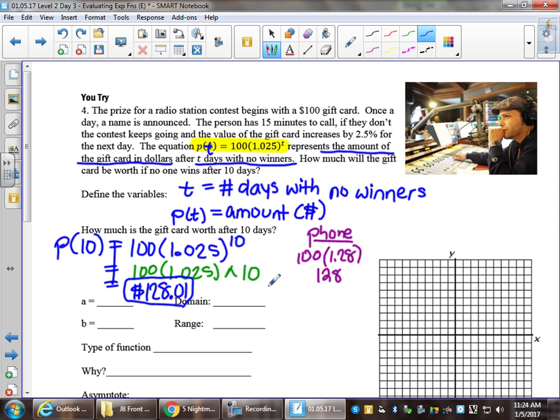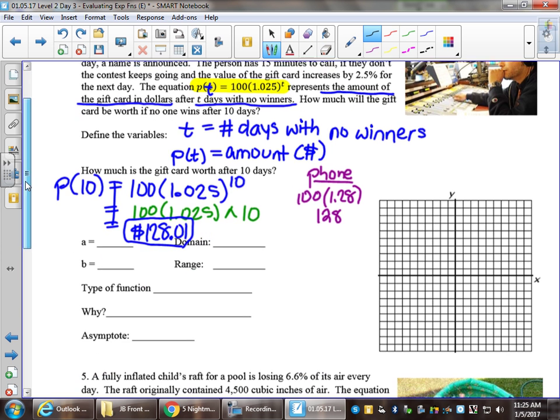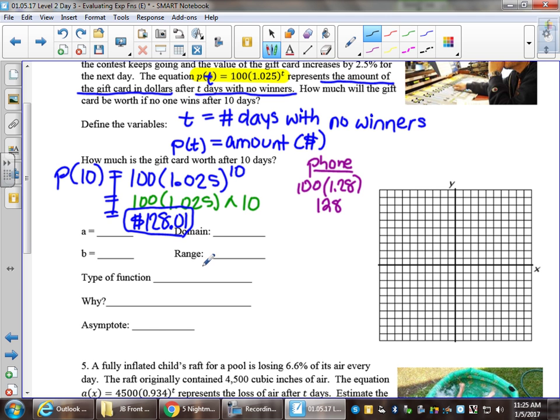So the gift card 10 days ago was worth how much? What was the initial value of the card? It was $100. 10 days later, now how much is it worth? 128. All right, let's go back to all of our awesome characteristics. You finish this all by yourself, and then we'll compare answers. Start to finish on your own, and then I will quietly work on it up here. If you have a question, you let me know.